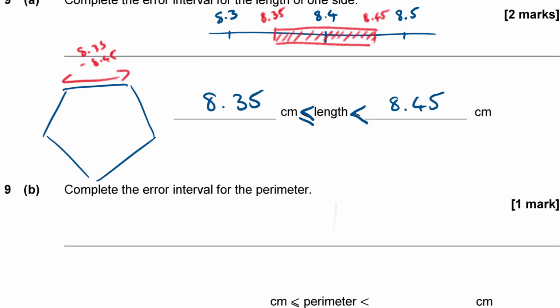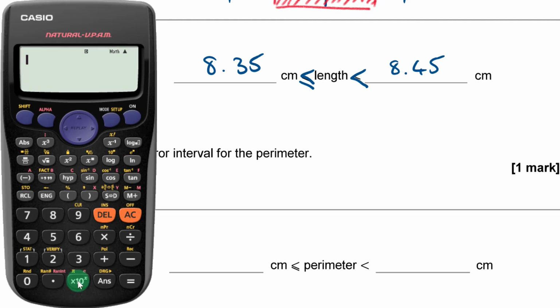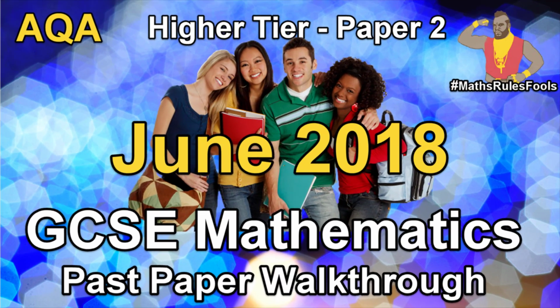So what I need to do then is take the lower limit, 8.35, and times that by 5. 8.35 times 5 gives me 41.75. So that's going to be the lower limit. And then taking the upper limit, 8.45, and timesing that by 5, it's going to give me the upper limit, 42.25.